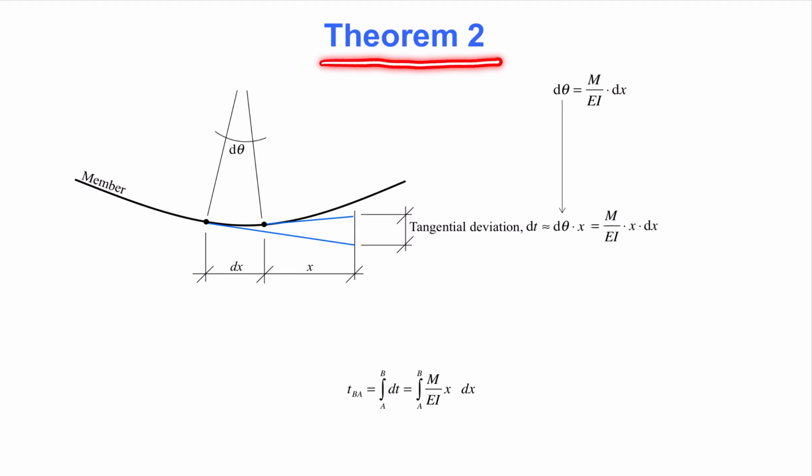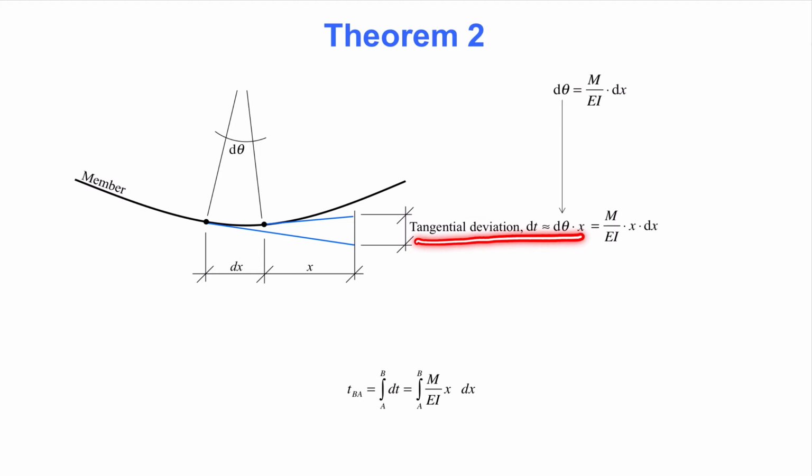This is referred to as the second theorem of the moment area method. Notice that the rotation, dθ, appears to illustrate the change in rotation between 2 points that are the distance dx apart. Next, we draw tangent lines from those 2 points. Those tangent lines are marked with the blue color on this slide. As we go further away from the location we are drawing the tangent lines from, those 2 tangent lines diverge more and more. In fact, when we go a distance, x, away from that location, then the 2 lines are separated by the rotation, dθ, times x. That distance is denoted by dt and is called the tangential deviation.